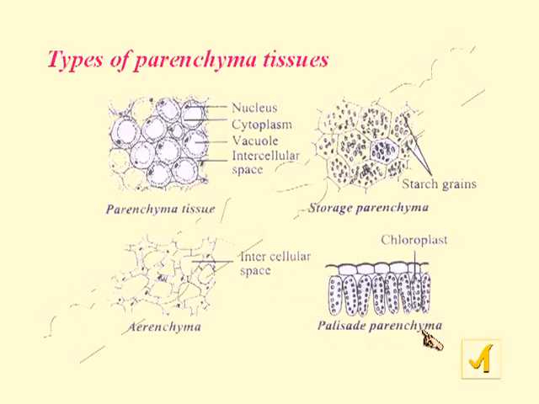And next one is the palisade parenchyma, that is a chlorenchyma, which contains chloroplast in it. So this parenchyma tissue is present in the green parts of the plant, which carry out the photosynthetic function. The chloroplast is shown. So the chloroplast-containing parenchyma is known as chlorenchyma.